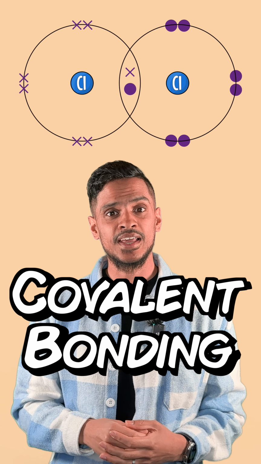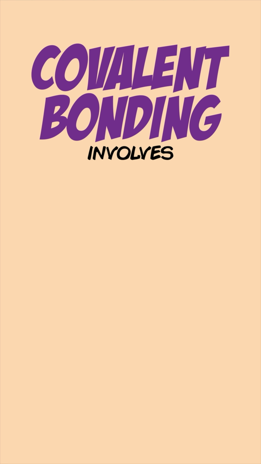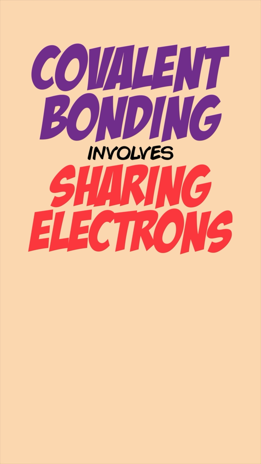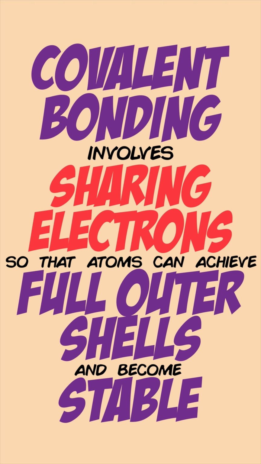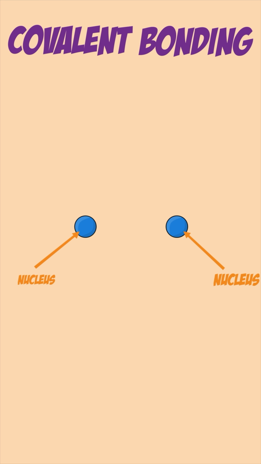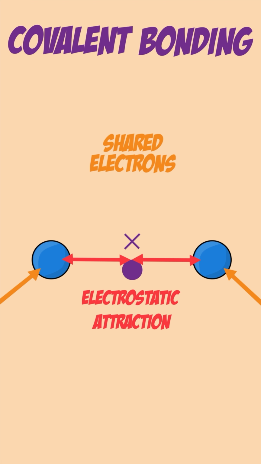A diagram like this represents covalent bonding. Let me show you how it works. Covalent bonding is bonding that occurs between two non-metals. It involves atoms sharing pairs of electrons so that they can achieve a full outer shell and become stable. These bonds form because the positively charged nuclei are attracted to the shared pair of electrons by electrostatic forces.